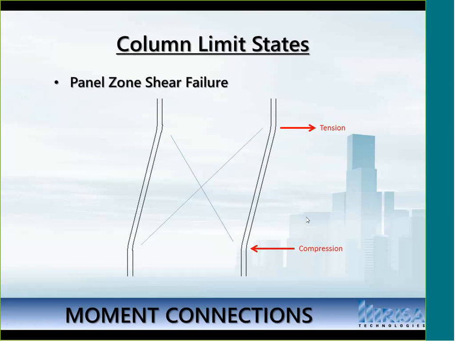The other failure mode that you'll run into is the panel zone shear failure. In the case of the panel zone shear failure, what we have here is a tension and compression acting on this column that results in a very high shear load in between these two resultant forces. And that very high shear load can actually cause a failure of the column web right here in shear, just due to the large amount of shear that's been placed on it.